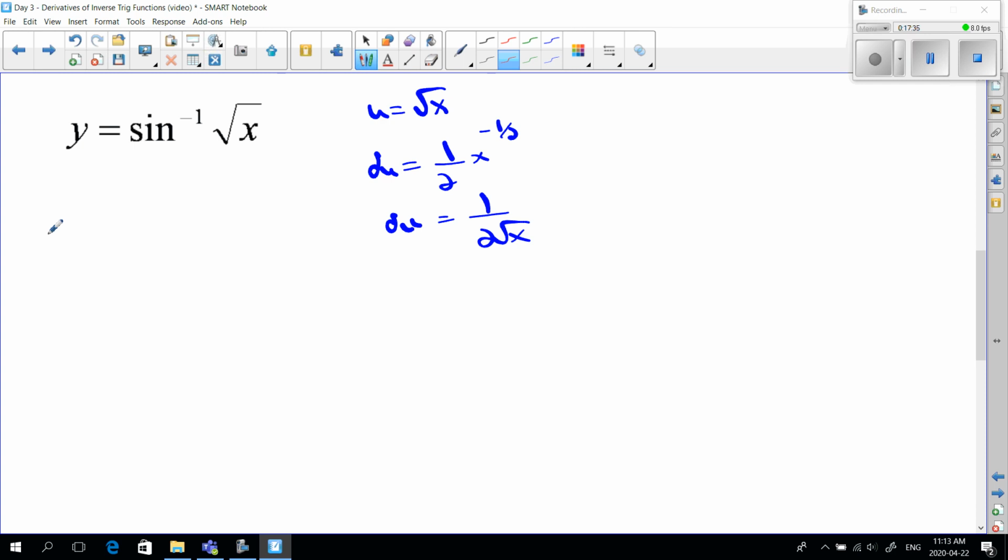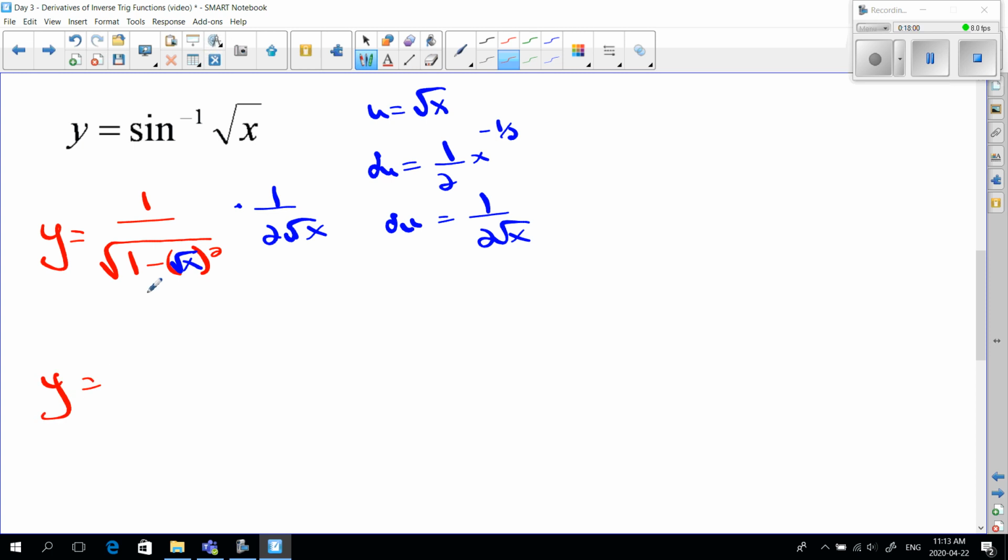Now, the derivative of inverse sine looks like this. It's 1 over the square root of 1 minus u squared times du. All right, well, what is my u value? It's root x. What's my du value? It's 1 over 2 root x. Multiplying the top by the top, I'd get 1 times 1. Bottom by bottom, I'm going to have 2 root x times 1 minus, well, root x times root x would be x, and that is under the square root.